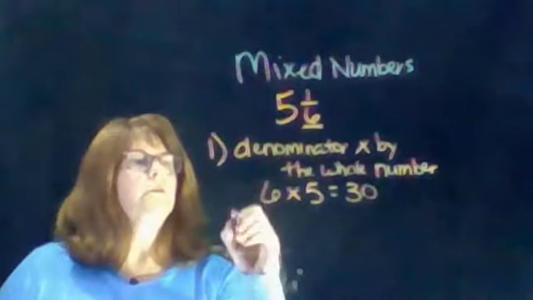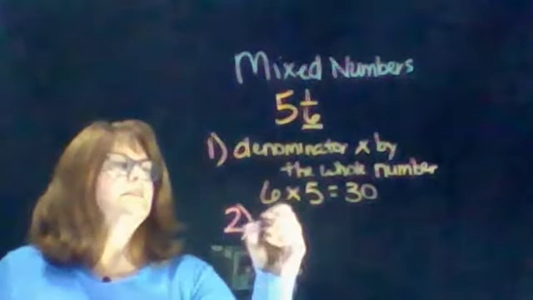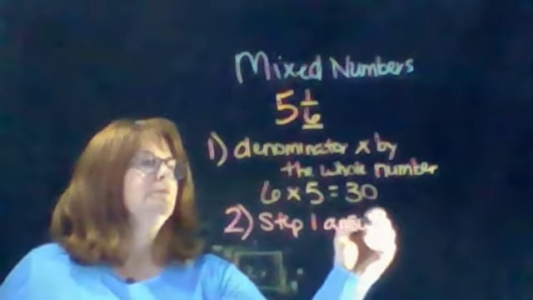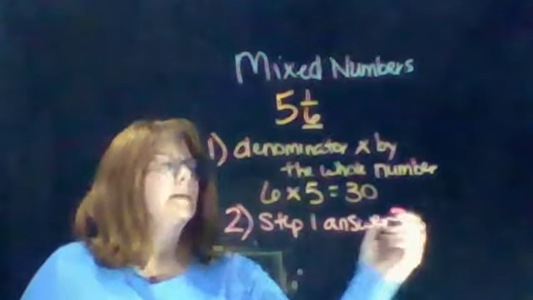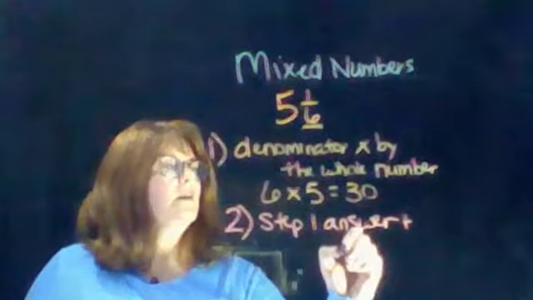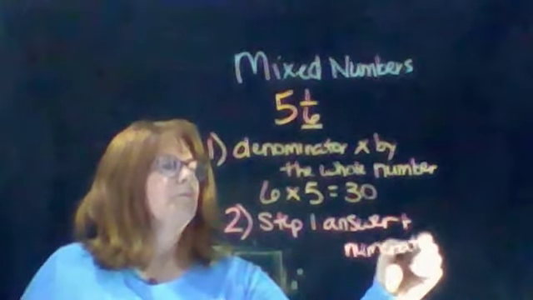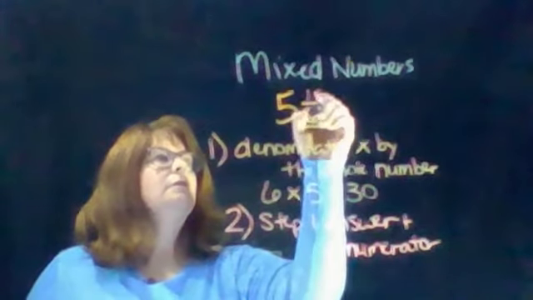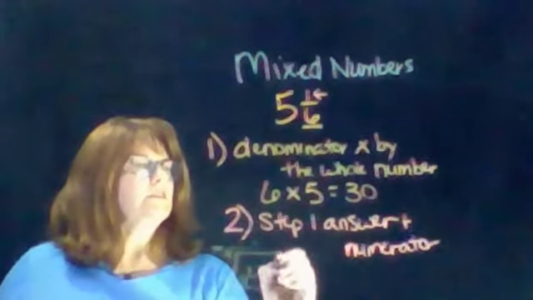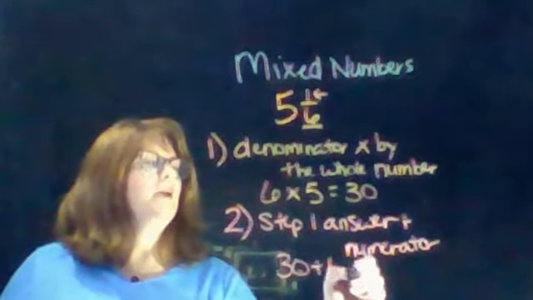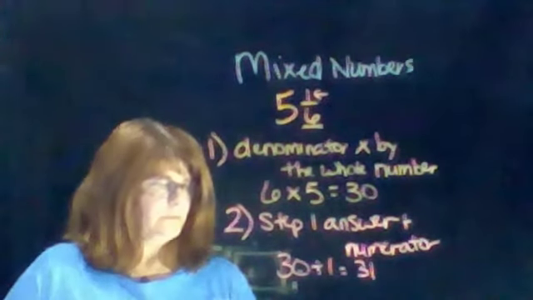Step 2 is to take the step 1 answer and add it to the numerator. So step 1 answer is 30. The numerator is 1. When we add those, we get 31.